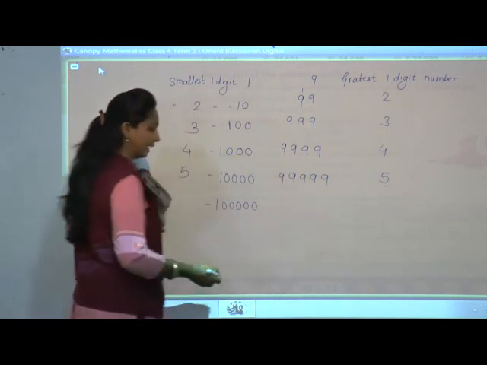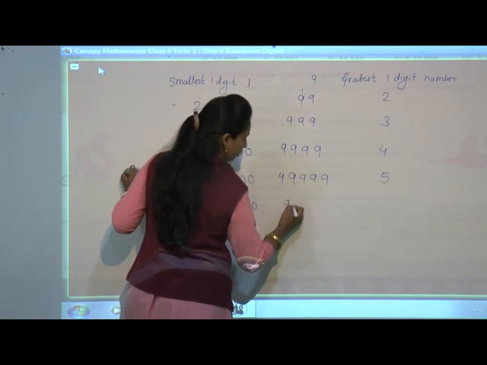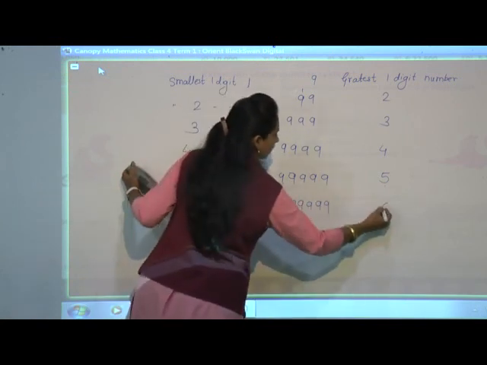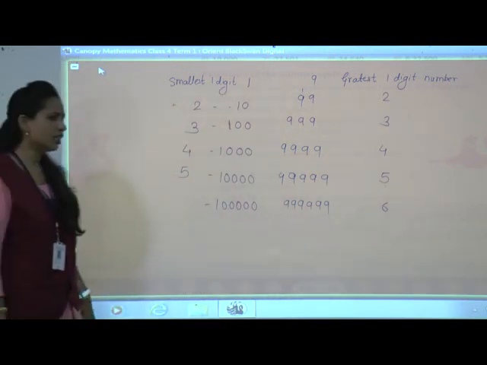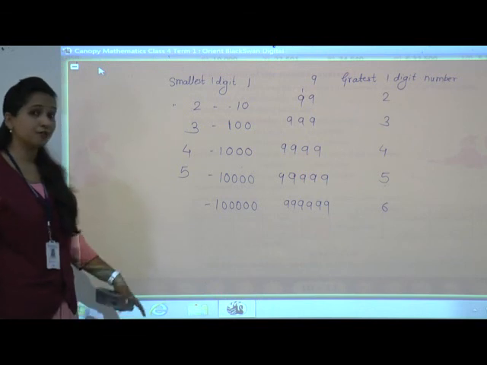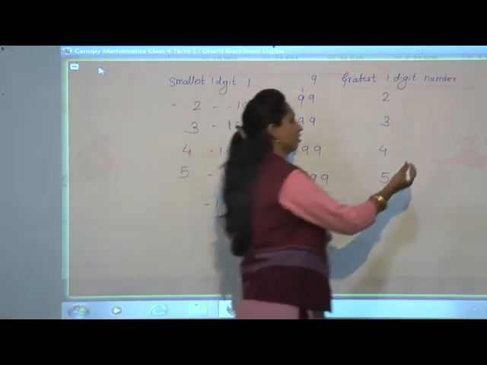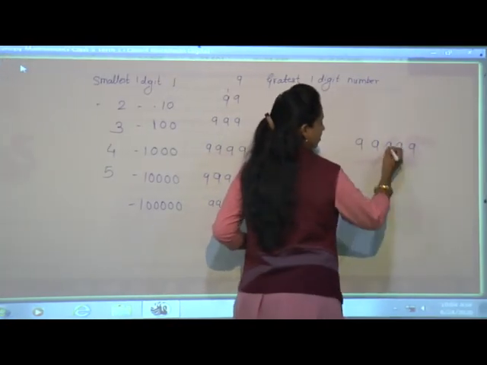Now what is the greatest 6 digit number? Yes, we have to repeat 9 six times. So that will be the greatest 6 digit number. Here I would like to introduce the place value once again.